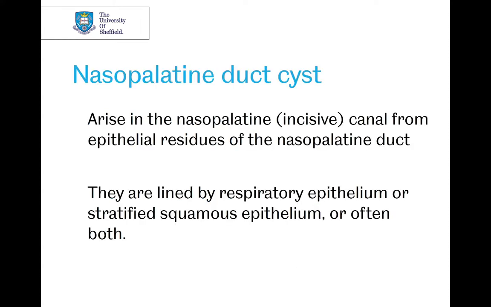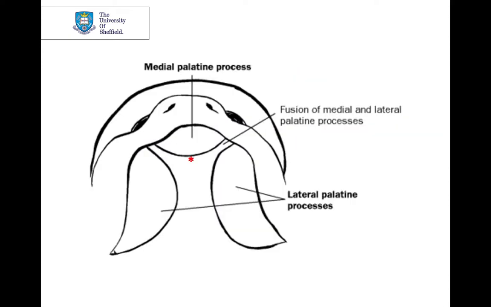So the nasopalatine duct cyst arises, as you would expect, within the nasopalatine duct or the nasopalatine canal. And here there are some epithelial residues which are left over from the nasopalatine duct, which is part of the embryological process of the developing palate. Now these cysts can be lined by a variety of epithelium, which could be respiratory type, which is more like the epithelium at the top end of the nasopalatine canal, and it's at the nose, or stratified squamous epithelium, which is more like at the oral end. Often we see both. So this is how this cyst develops.